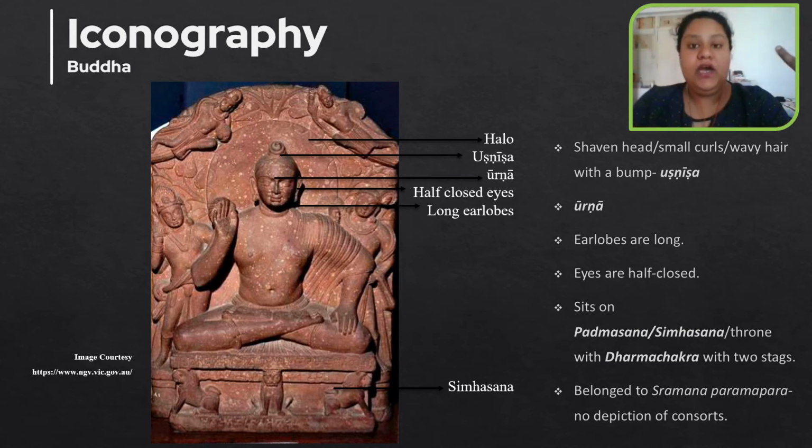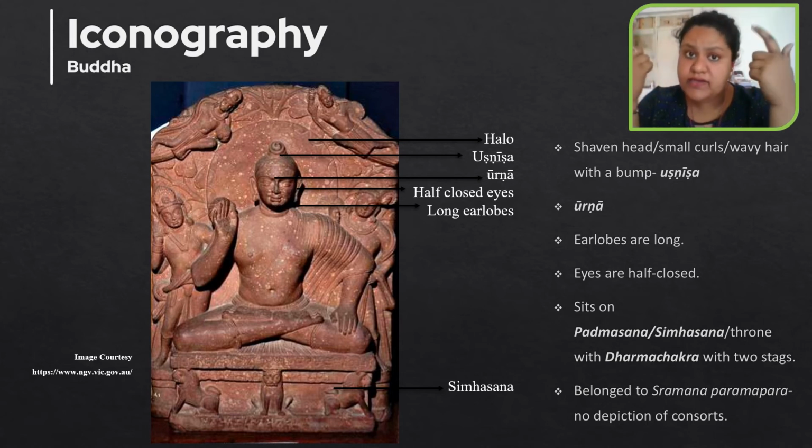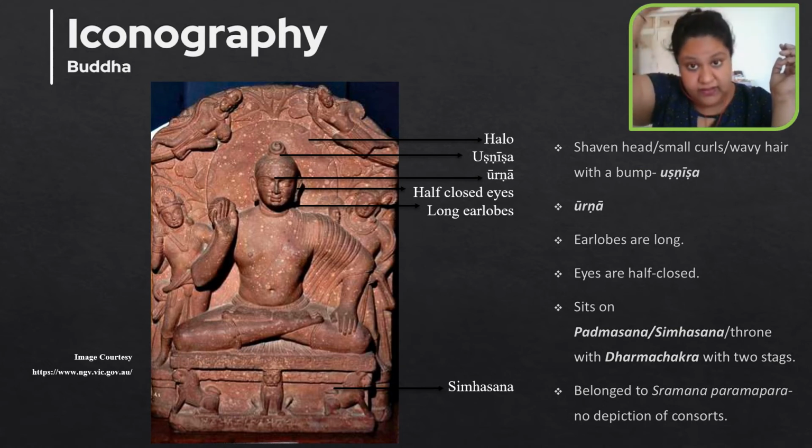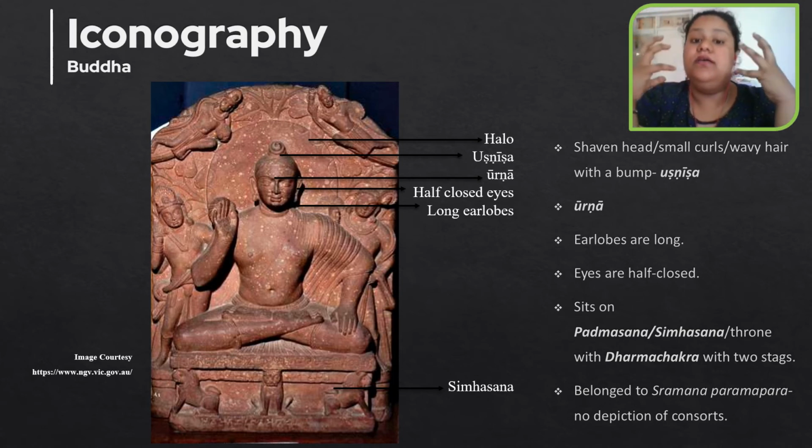The Buddha is often depicted with a shaven head, or with small curls, or with wavy hair, with a bump on his head called an ushnisha. Like here, this thing is here, and it is called the bun. It is called an ushnisha.